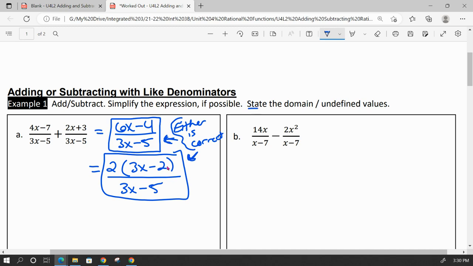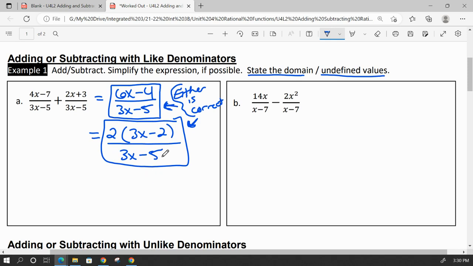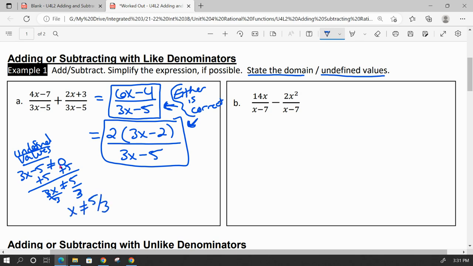All right, the other thing we need to do is state our domain or undefined values. So once again, just like with multiplying and dividing, your denominator cannot equal 0. So what I'm going to do is off to the side to state my undefined values, take my denominator, which is the 3x minus 5, and state that it cannot equal 0. And then solve this little equation here by adding 5 and dividing by 3. So then I get my statement, x cannot equal 5/3.